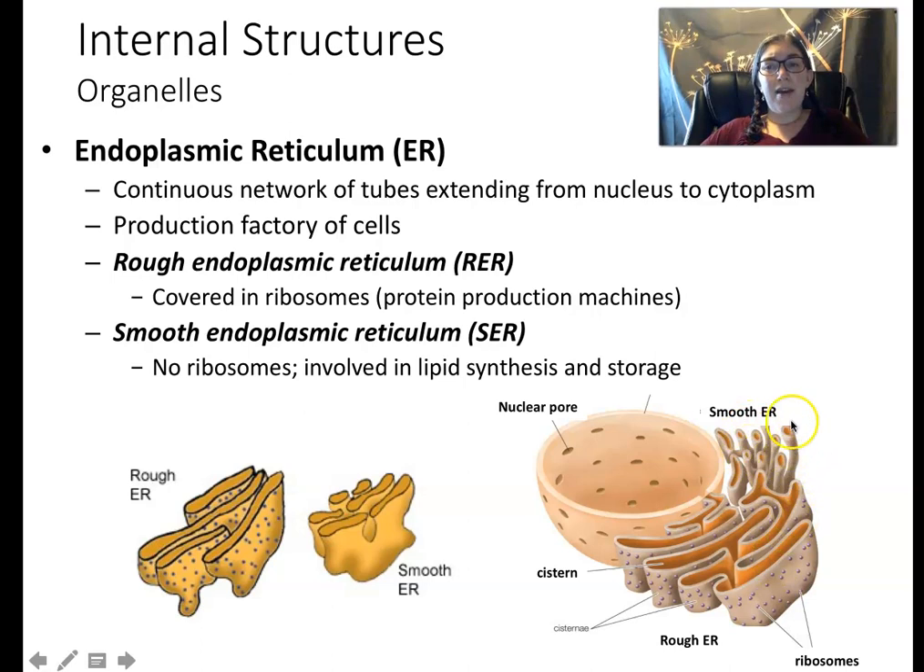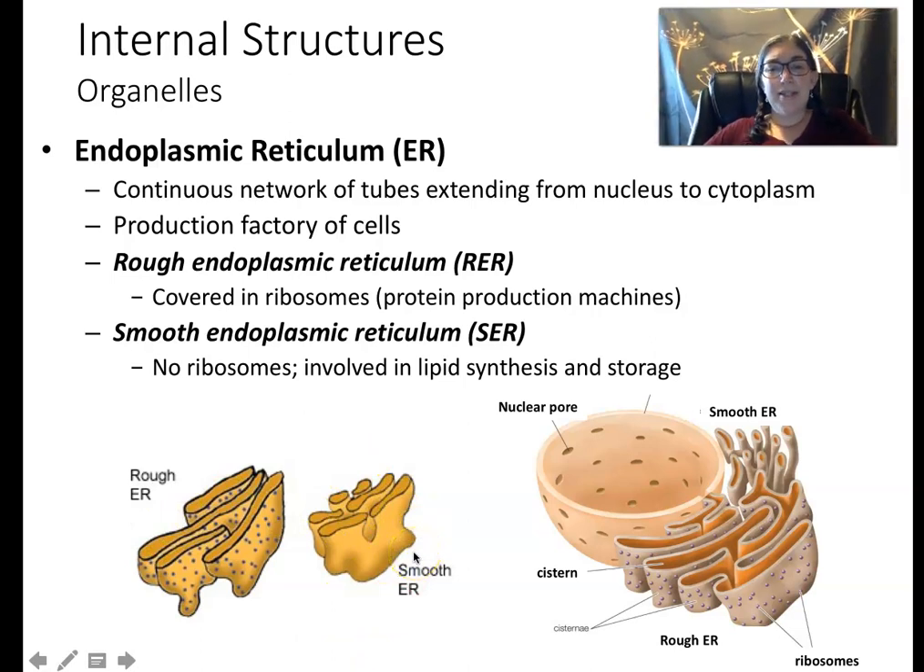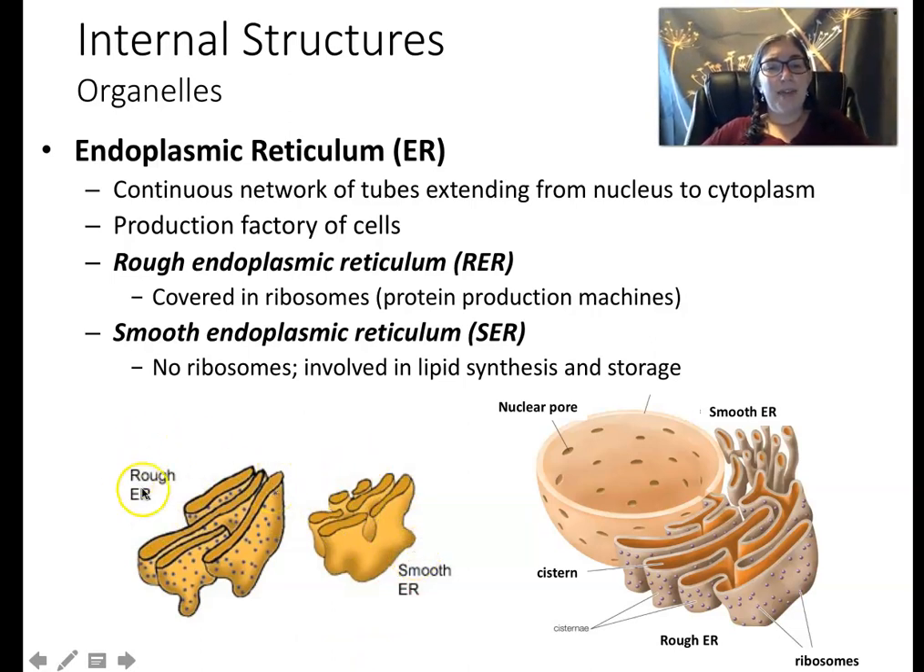The smooth ER doesn't make proteins, it makes lipids. And so that's why there's no ribosomes there. Ribosomes have no role in lipid making, they make proteins. So the smooth ER makes lipids. I don't know a good mnemonic for that, but maybe R equaling proteins and S equaling fats. I don't know.